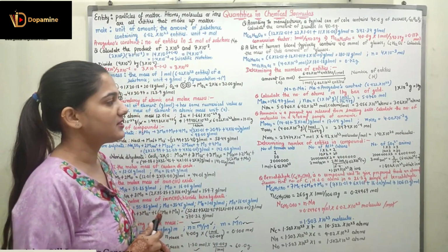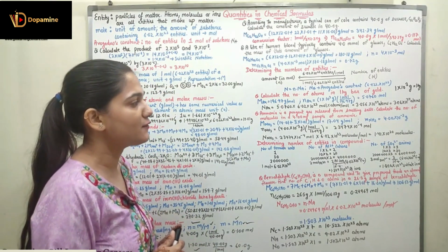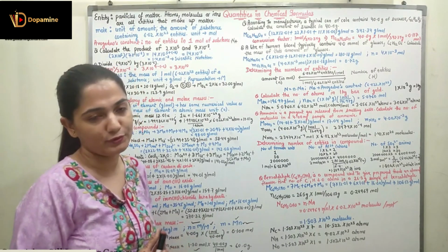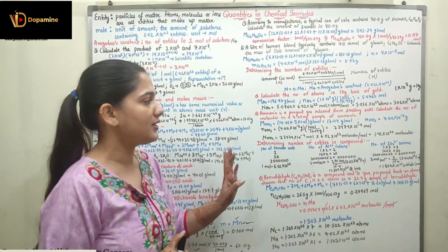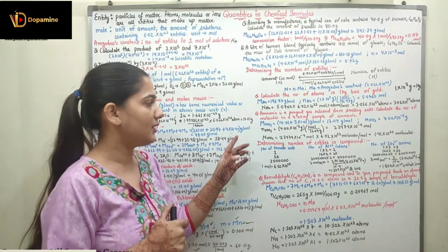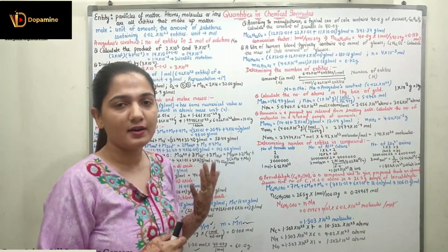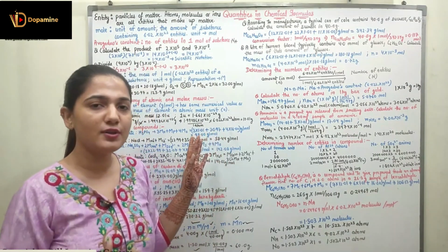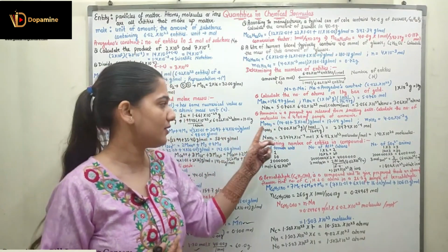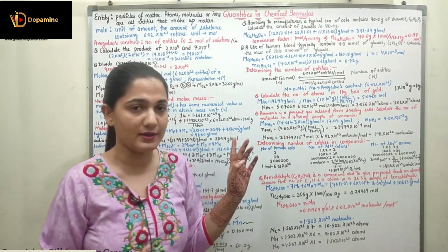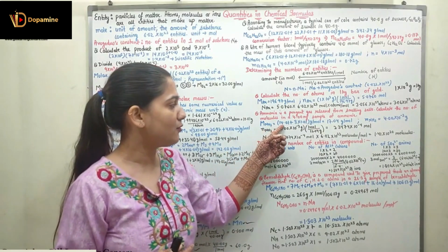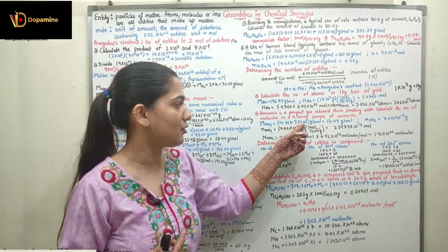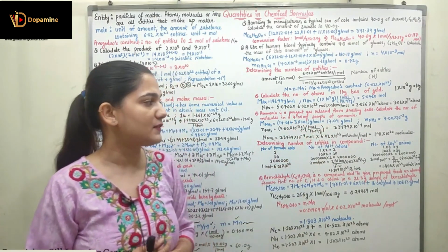Now coming to the next question, which states: ammonia is a pungent gas released from smelling salts. Calculate the number of molecules in a 4 milligram sample of ammonia. The given mass of ammonia is given, right? We know ammonia has the formula NH3. So molar mass of NH3 we can find out. We know the molar mass of nitrogen is 14.01, and the molar mass of hydrogen is 1.01. So molar mass of NH3 will be equal to molar mass of nitrogen, 14.01, plus thrice the molar mass of hydrogen, which is 3 into 1.01, which is equal to 17.04.